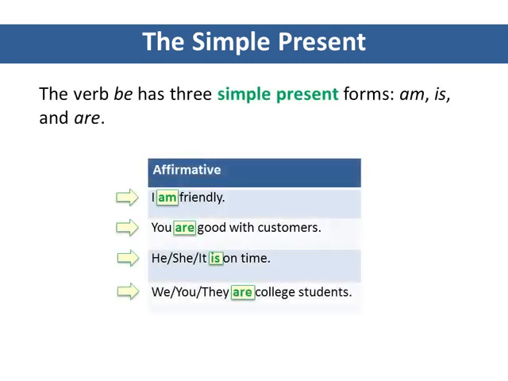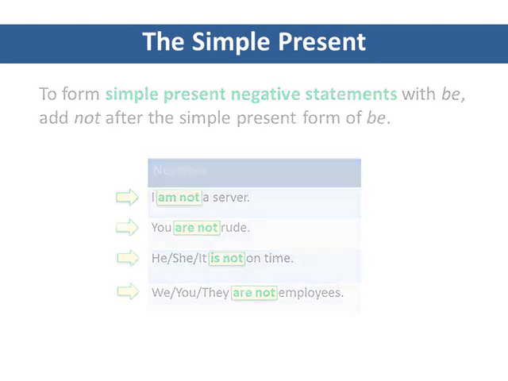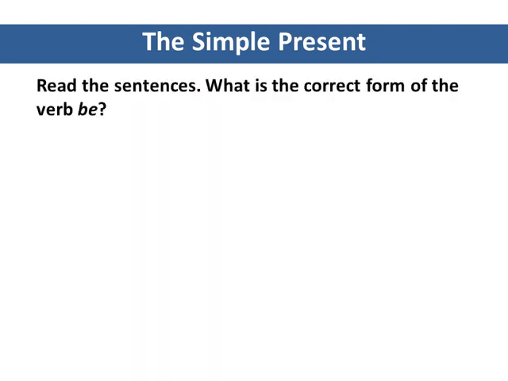The verb be has 3 simple present forms: am, is, and are. To form simple present negative statements with be, add not after the simple present form of be. Read the sentences. What is the correct form of the verb be?